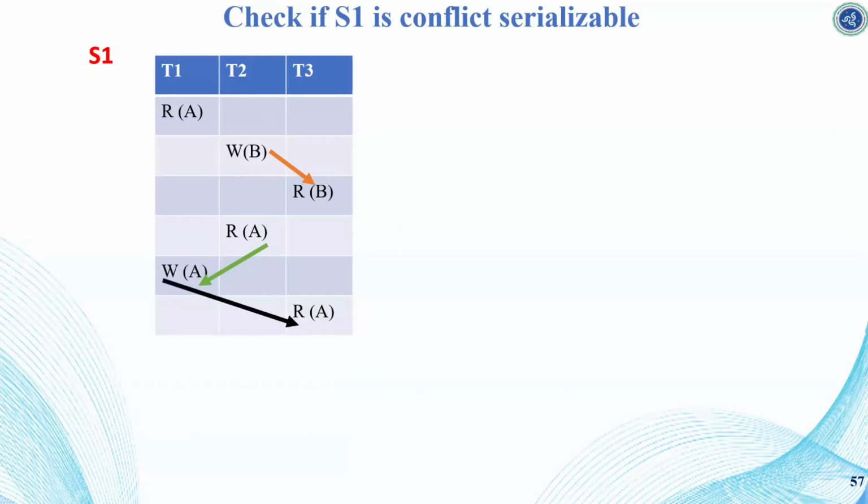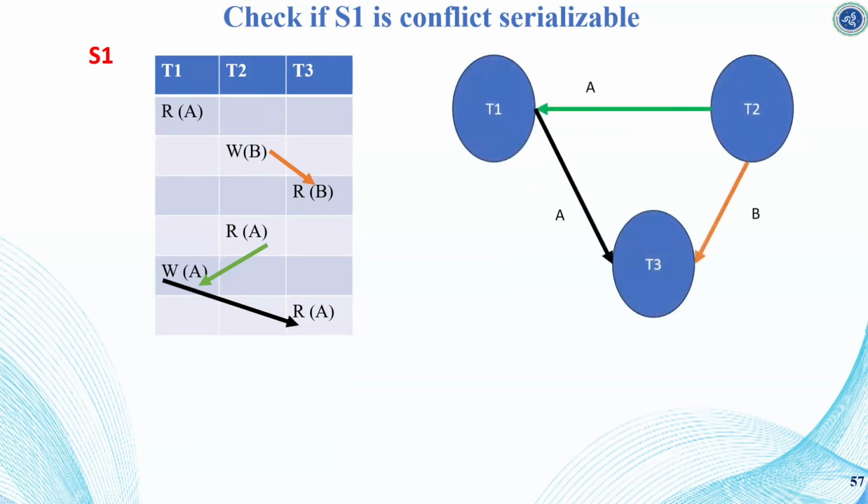Now we can mark the precedence graph. There should be three vertices, T1, T2, and T3. One arrow should point from T2 to T3, the second from T2 to T1, and the third from T1 to T3. This is how your precedence graph will look: T2 to T3, T2 to T1, and T1 to T3. Is there a cycle? There is no cycle.